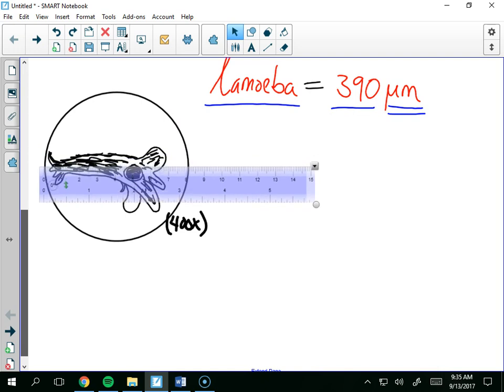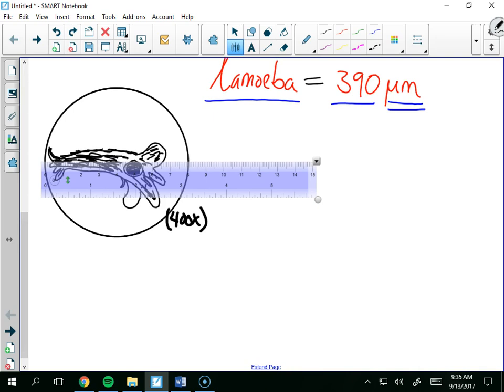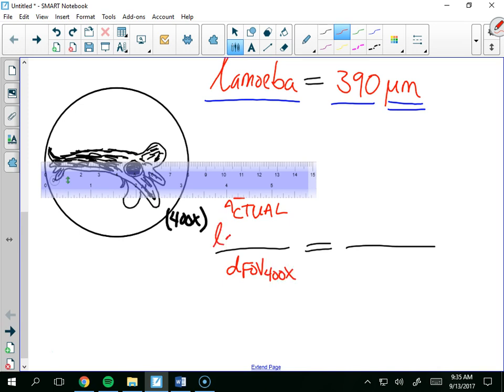So, the circle of my drawing is actually right at 8.0. Okay, so I'm going to set up my magic square. Same process. Okay, but instead of, so actual was red, we said. Okay, DFOV 400, L amoeba. Okay, we're going to use blue for drawing.